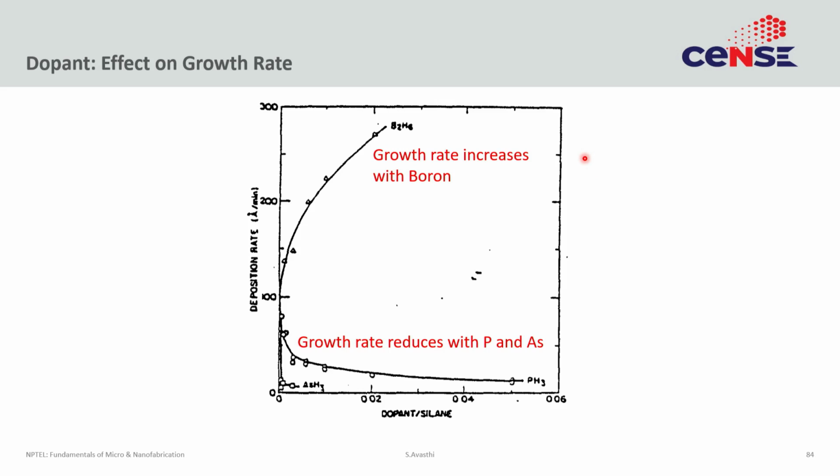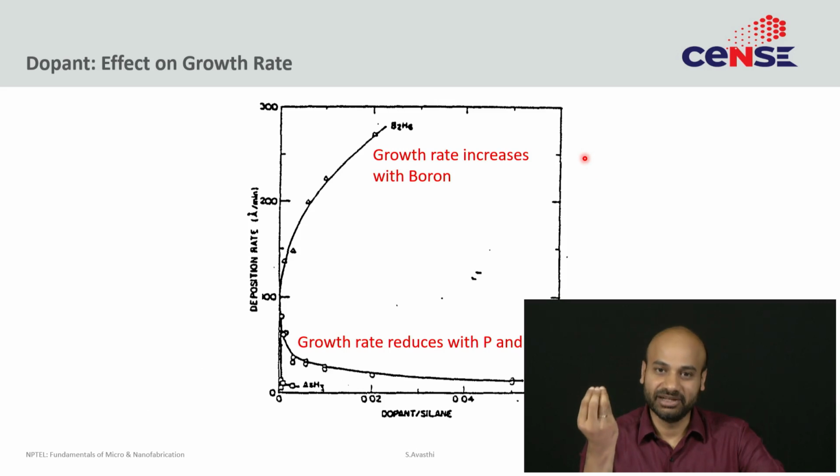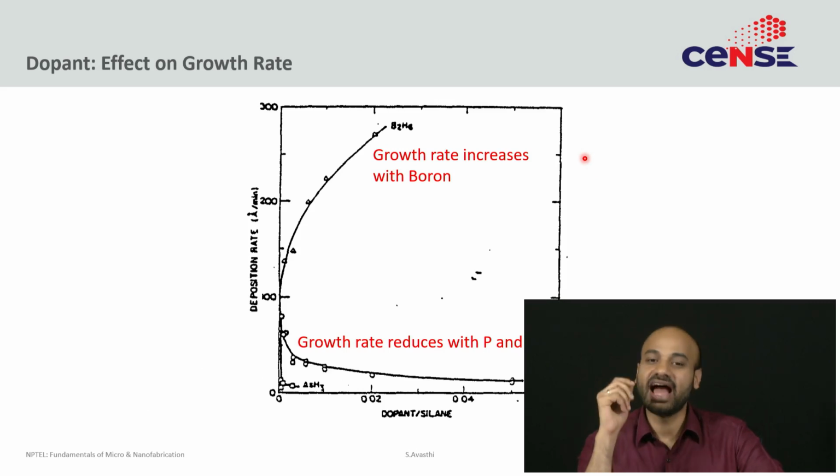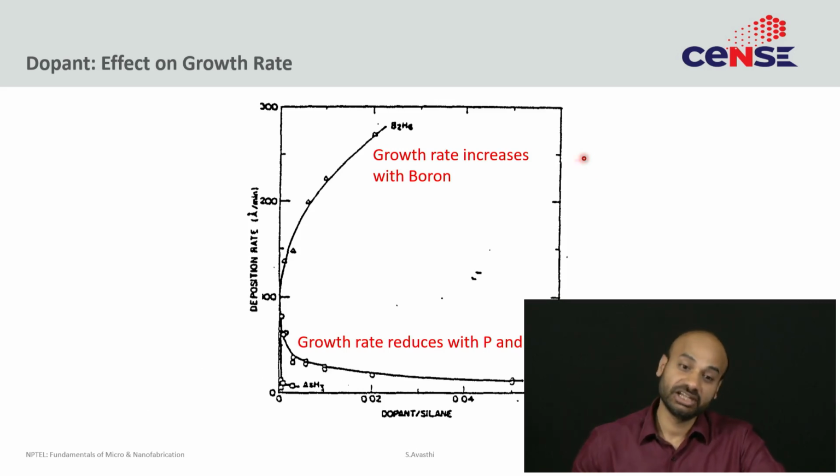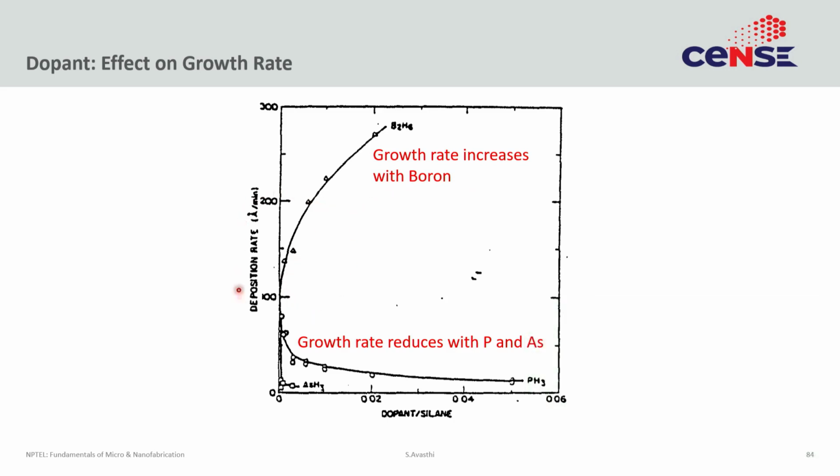Finally, dopants sometimes have a catalytic effect. They sometimes might enhance the growth or deposition rate. So, here is an example where if you add diborane, the deposition rate of silicon itself, so the boron doped silicon, grows faster than phosphorus or arsenic doped silicon. So, you have to be a little careful.